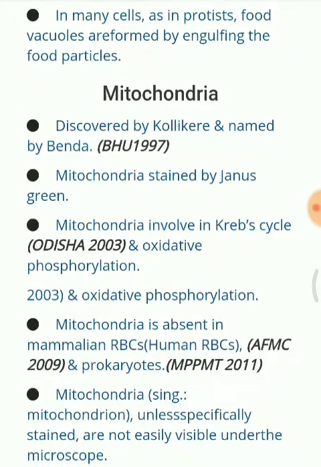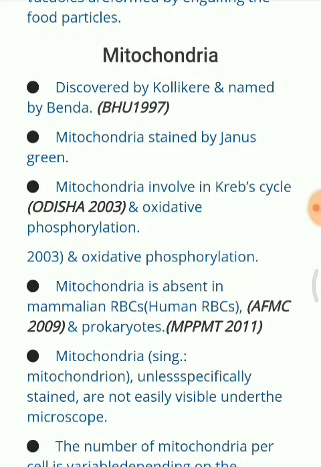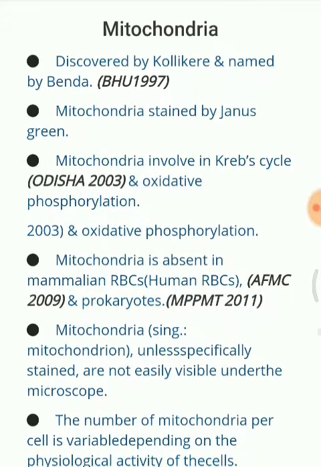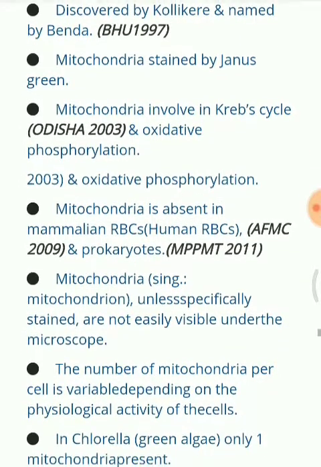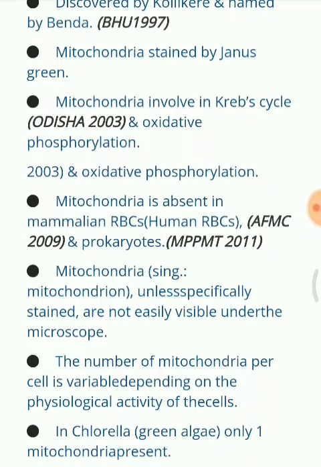Mitochondria, discovered by Kolliker and named by Benda. Mitochondria are stained by Janus Green. Mitochondria are involved in the Krebs cycle and oxidative phosphorylation. Mitochondria are absent in mammalian RBCs, human RBCs, and prokaryotes.